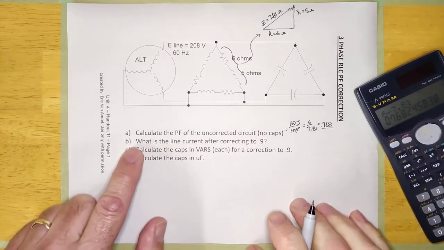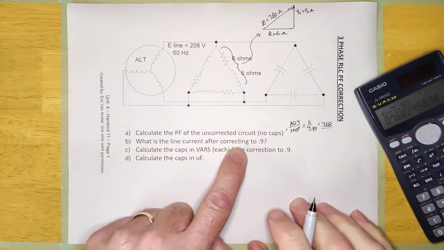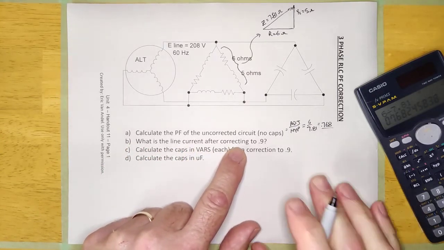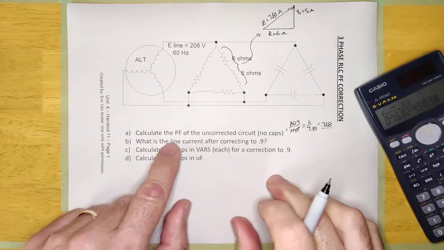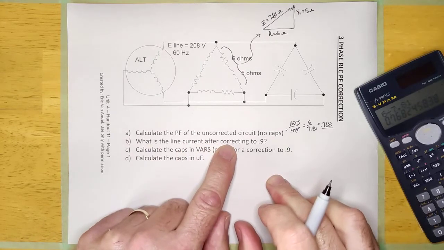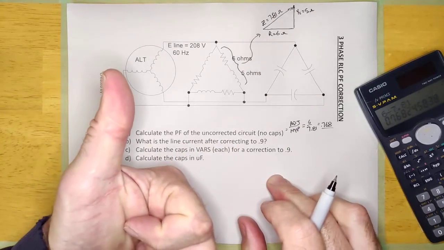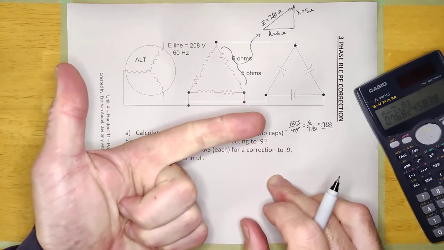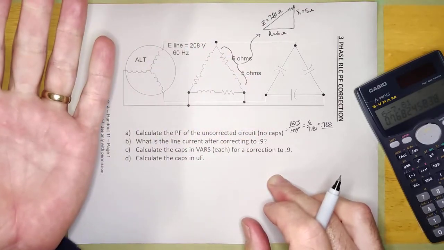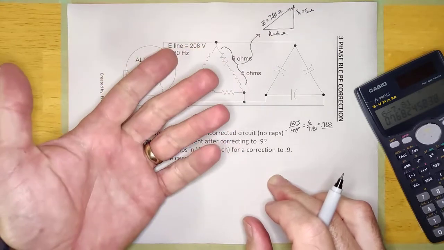Now, B here, guys: what is the line current after correcting to 90%? Sounds like an innocent enough question, but it's going to take a little bit of figuring. In order to figure out the line current after correcting to 0.9, I have to draw an uncorrected power phasor diagram and then a corrected power phasor diagram to 90%. And there are no shortcuts, all right, guys?